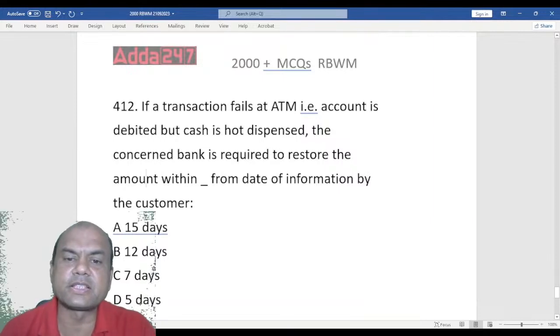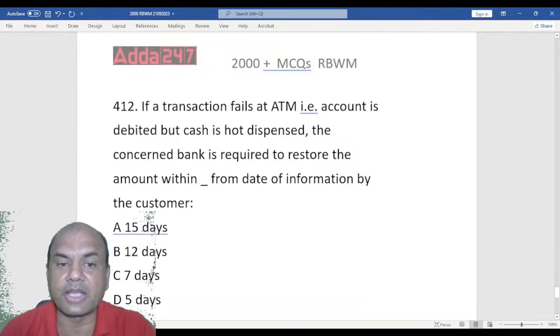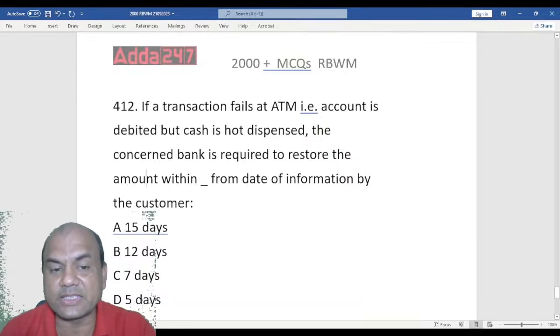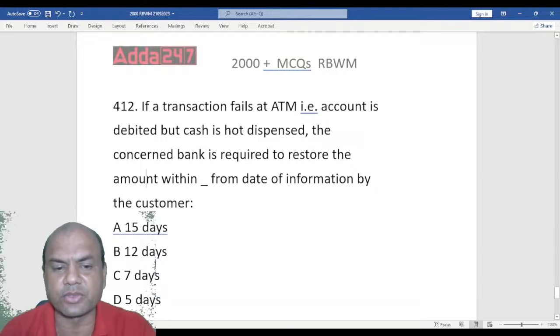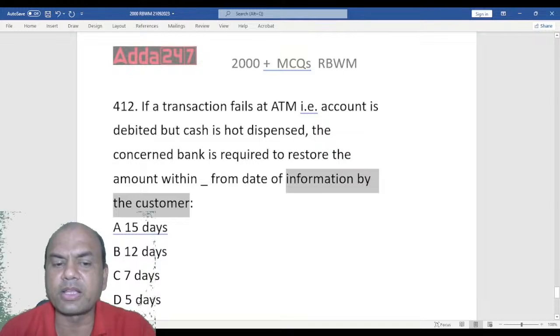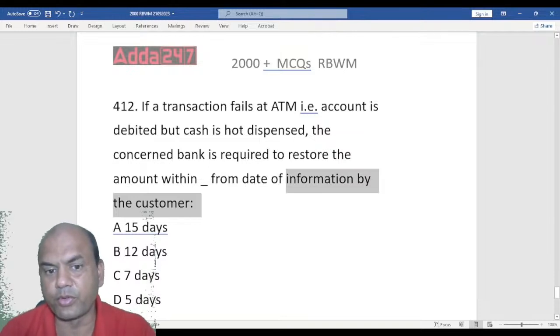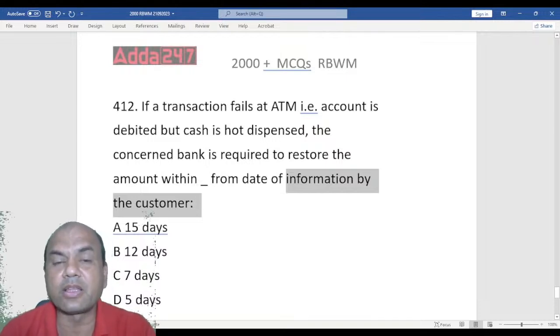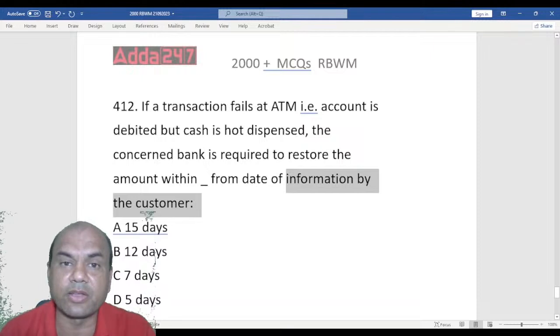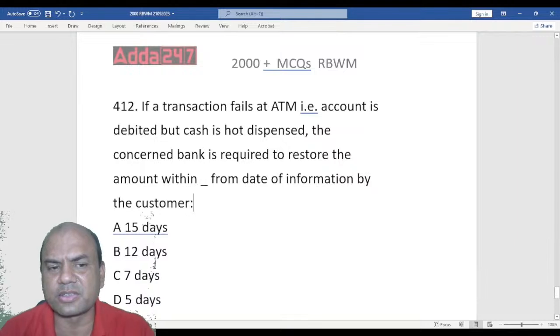If the transaction fails at the ATM, the account is debited but cash is not dispensed, the concerned bank is required to restore the amount within dash days from the date of information by the customer. But date of information by the customer, yeah, then it's okay. Nowadays, what has happened? RBI has come up with a new norm. Why is the customer required to inform? If the customer doesn't inform, even the bank does the cash balancing on an everyday basis. So let it be. Let's solve this first.